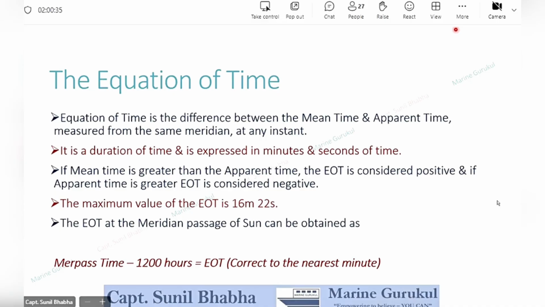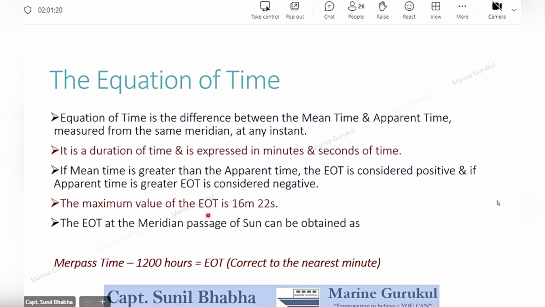Now, if the mean time is greater than the apparent time, that means the mean sun is ahead of the true sun, the equation of time is considered positive, and if the apparent time is greater than the mean time, or in other words, if the true sun is running ahead of the mean sun, the equation of time is considered negative. So the sign of the equation of time, whether it is positive or negative, tells us which of the two suns is ahead in the race. If the equation of time is positive, the mean sun is ahead, and if the equation of time is negative, the true sun is ahead.